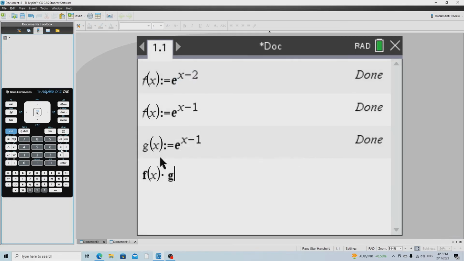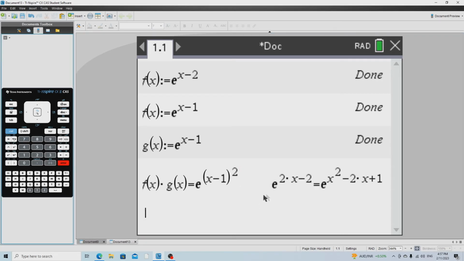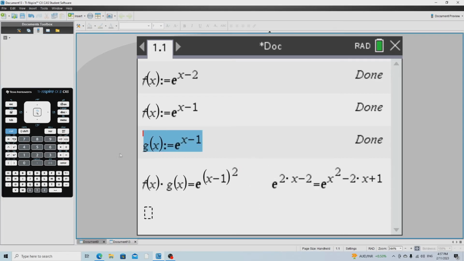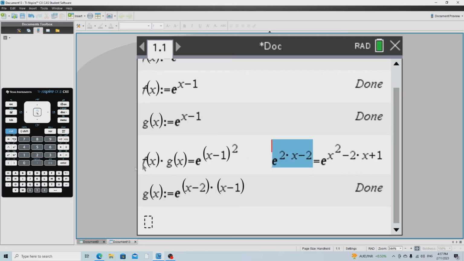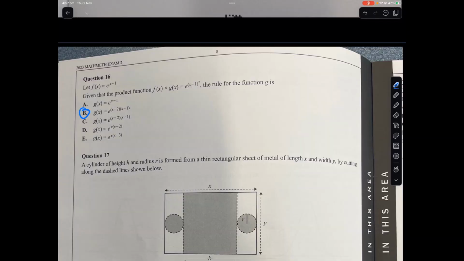So let's choose a first, and if we multiply them, they should give us the product. The calculator should say true if they are equal to this over here. Nope, they are not equal. So let's check the next g. So g for the next one would be just x minus 2. And let's try that. Let's put this again. True. So yes, choose 16B.